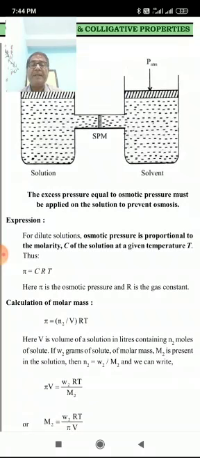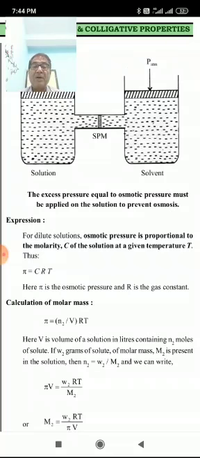Now, the mathematical expression of osmotic pressure. For dilute solutions, osmotic pressure is proportional to the molarity of the solution at a given temperature. That is, π is directly proportional to CT. Here π is the osmotic pressure, T is the temperature on the Kelvin scale, C is the concentration of the solution, or π = CRT. Here R is the proportionality constant called the gas constant.